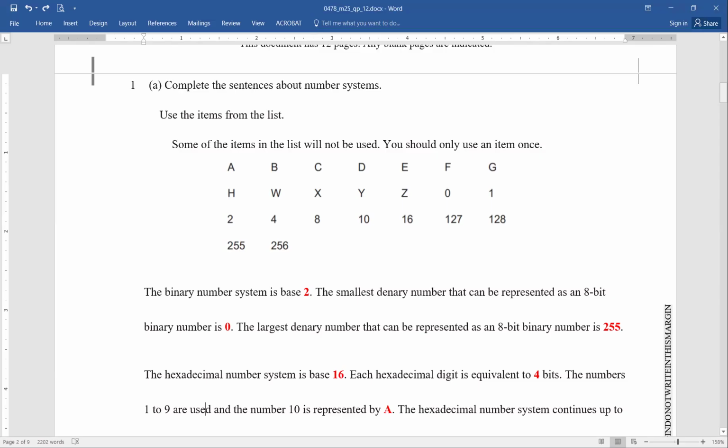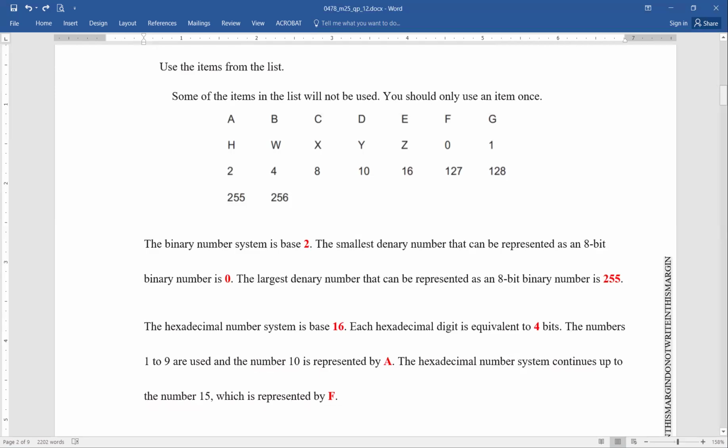The hexadecimal number system is base 16. Each hexadecimal digit is equivalent to how many bits? Exactly 4 bits. The numbers 1 to 9 are used, and the number 10 is represented by, the blank is going to contain A. The hexadecimal number system continues up to the number 15, which is represented by the letter F. See, by F, this is how we remember exactly. We have been doing it in the class.